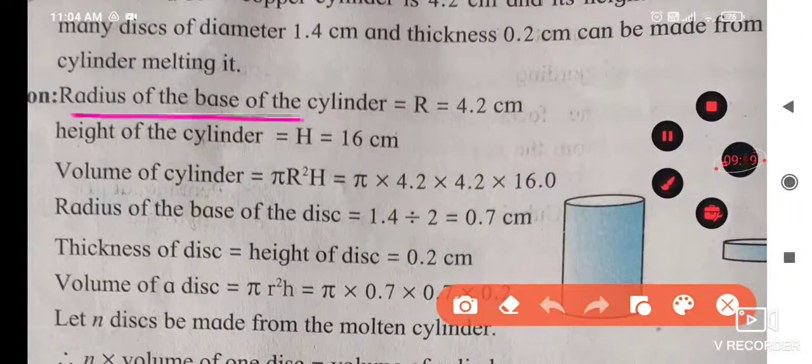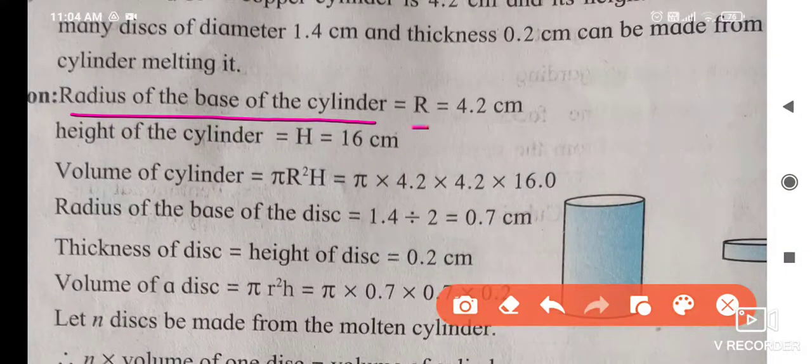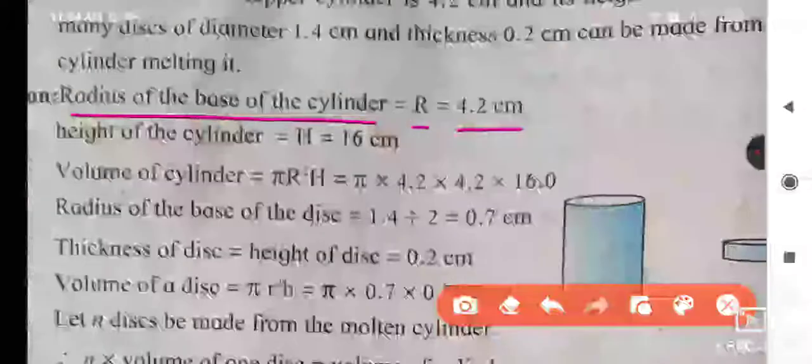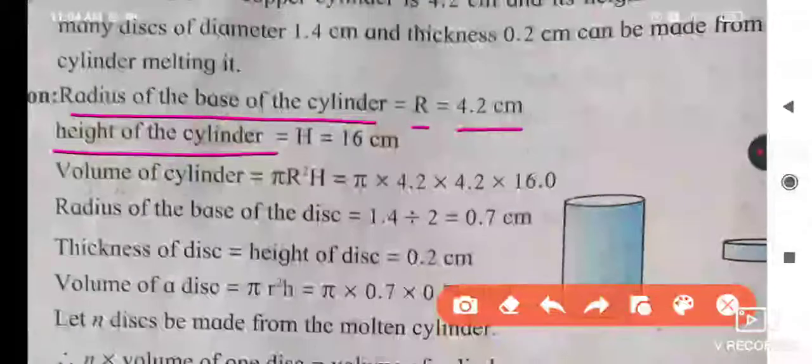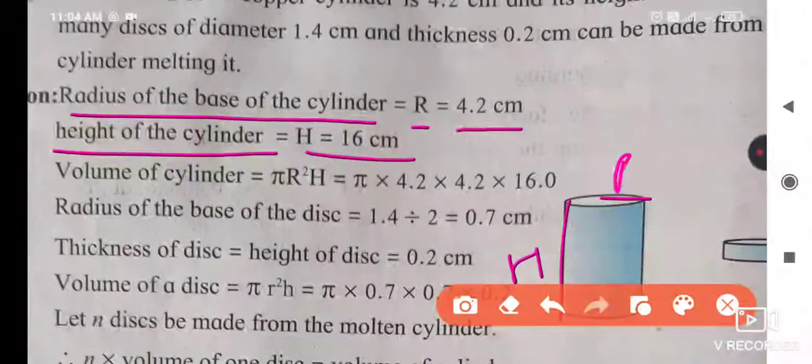So here the radius of the base of the cylinder is capital R equals 4.2 centimeter. And the height of the cylinder is capital H equals 16 centimeter, and the radius is capital R equals 4.2 centimeter.